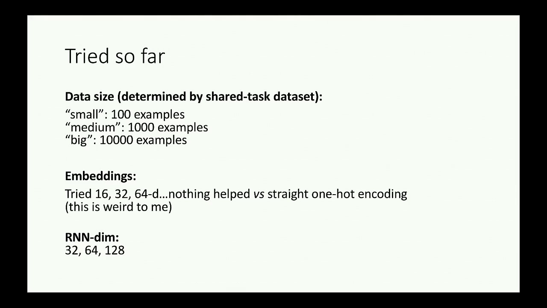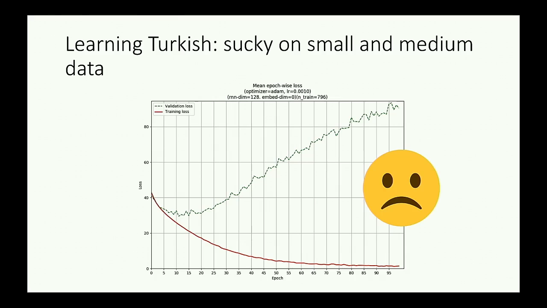So okay, how does this thing do? Terribly on the small and medium data sets, right? That's 100 or 1,000 items. I just picked a representative graph. They all wound up looking like this. This is the loss on the validation set. This is the loss on the training set. This is exactly what you don't want your RNN to do, or any of your data science or machine learning models.